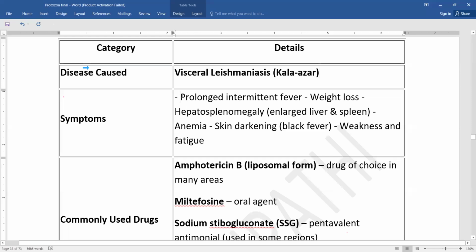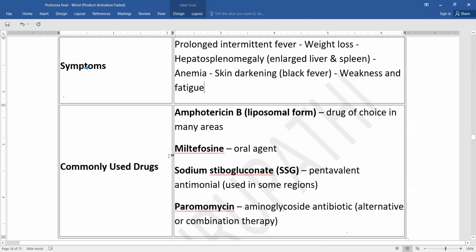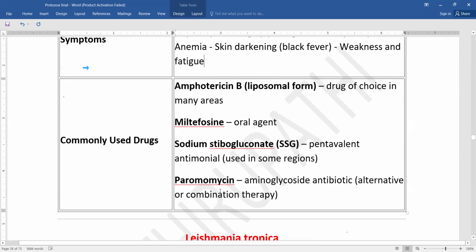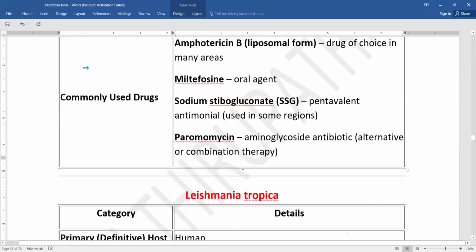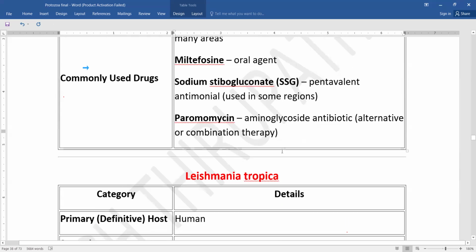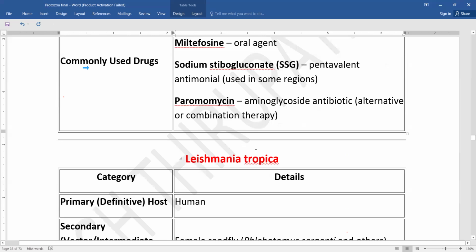So these are the symptoms: prolonged intermittent fever, weight loss, hepatosplenomegaly, enlarged liver and spleen, anemia, skin rashes due to black fever, and weakness and fatigue. So common drugs are amphotericin B, okay, and miltefosine, okay, sodium stibogluconate, and paromomycin. These are the commonly used drugs for the treatment of leishmaniasis.